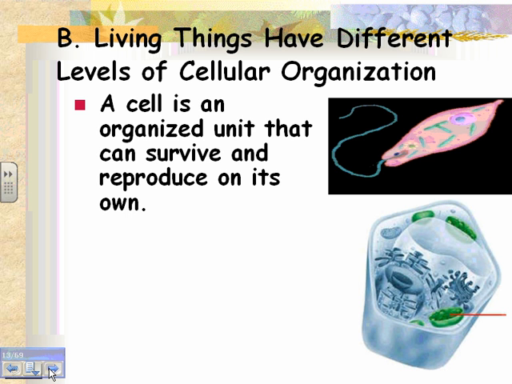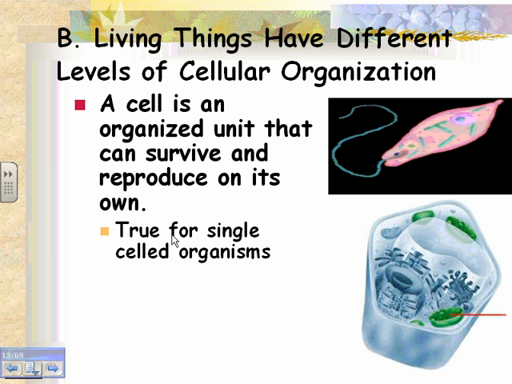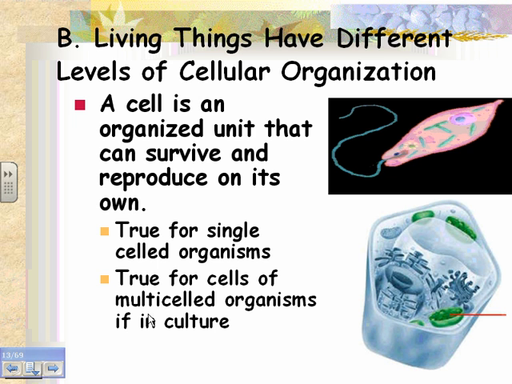So a cell is an organized unit that can survive and reproduce on its own, sort of. At least some cells do. Boy, I don't like how I wrote this. So a single-celled, like a unicelled organism, can certainly survive and reproduce on its own. In us, we actually need the other cells. So, oh, good, I'm glad I put this in. So this is true for single-celled organisms. And it's also true for your cells if they are in culture, in a particular medium that has all the right nutrients.